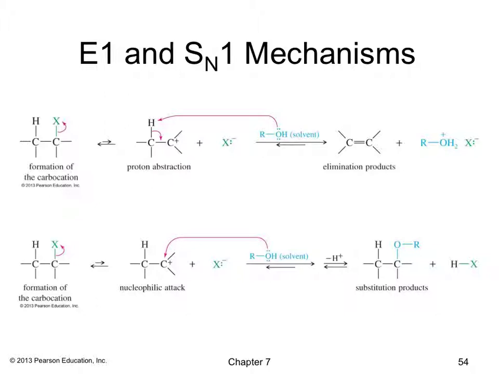So the E1 and SN1 mechanisms: in the case of E1, first you have elimination of the halide to form the carbocation. Then your solvent will take off that proton and quench that positive charge by forming the double bond. In the case of SN1, again you see formation of the carbocation by elimination of that halide. Instead of doing a proton abstraction, you're now doing nucleophilic attack so that you generate the ether.